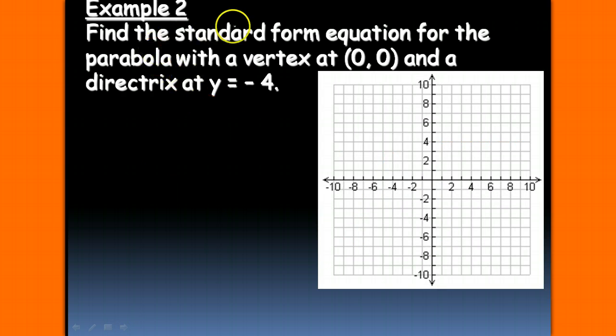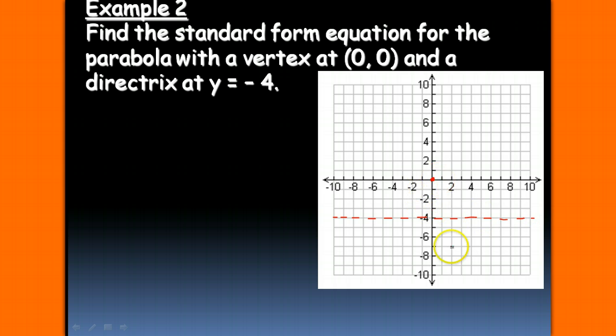So in example 2, we're going to find the standard form equation for the parabola with a vertex at 0, 0 and a directrix at y equals negative 4. All right, so again, we have 2 of our very important items, and we should be able to work from there. So let's go ahead and plot our point at 0, 0 for our vertex. And then we're going to have our directrix at y equals negative 4. So I'm going to go ahead and do my directrix again. It's just going to go all the way across right here.